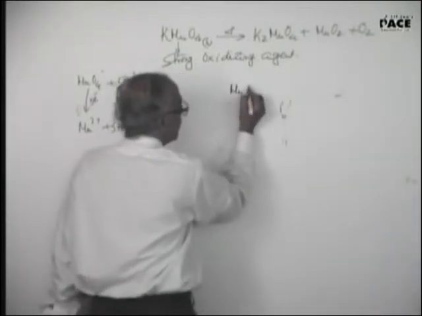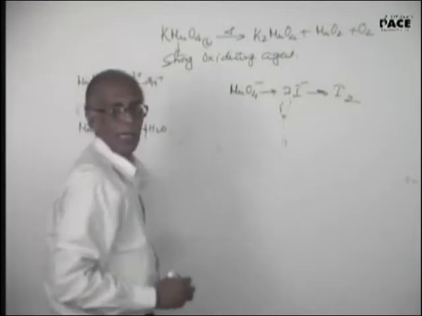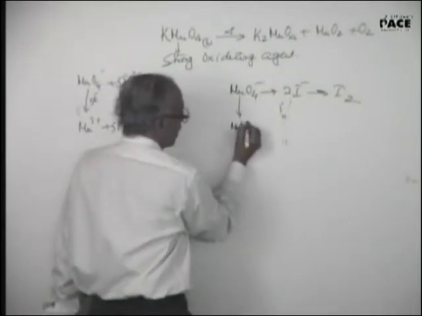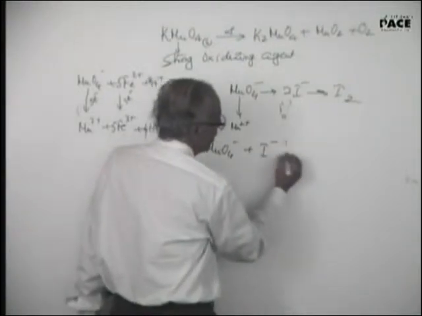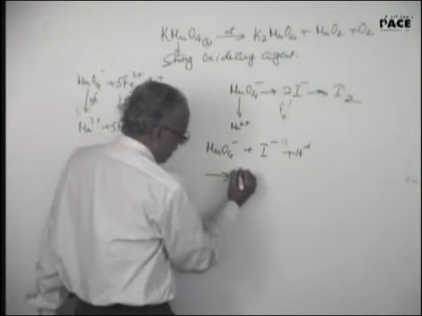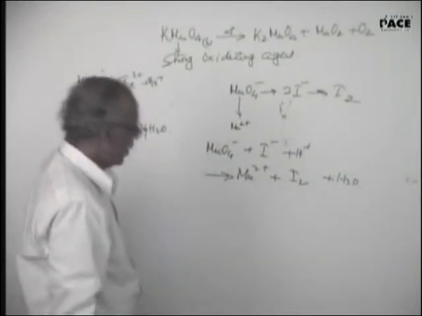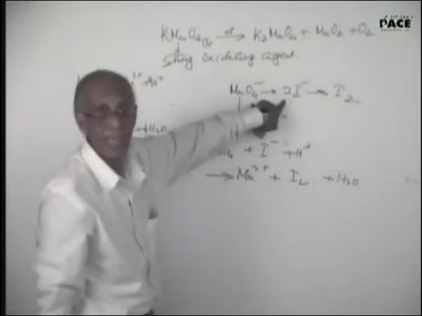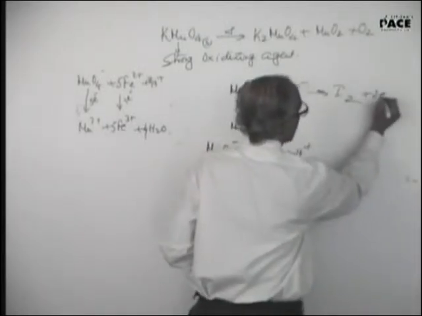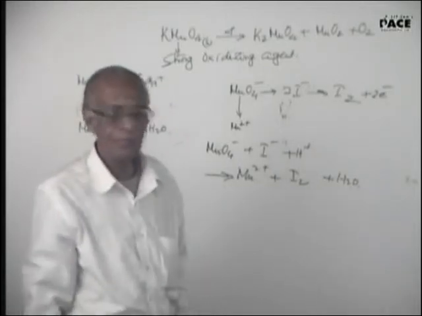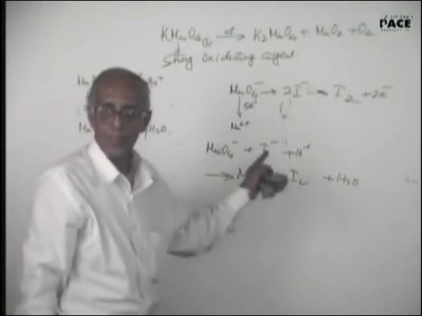In acid, permanganate will oxidize iodide to iodine, and permanganate will reduce to Mn2 plus. So when I write permanganate plus iodide plus acid, I get manganese 2 plus, iodine plus water. Now in order to get iodine, I2, I have to start with 2 iodide. So it is a 2 electron change. It releases 2 electrons. Permanganate to manganese accepts 5 electrons to get reduced from +7 to +2.